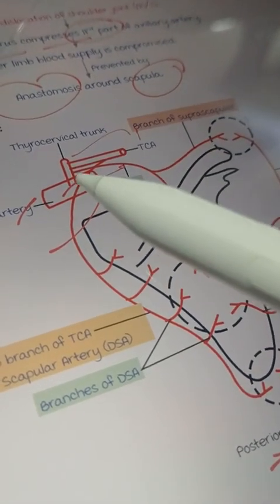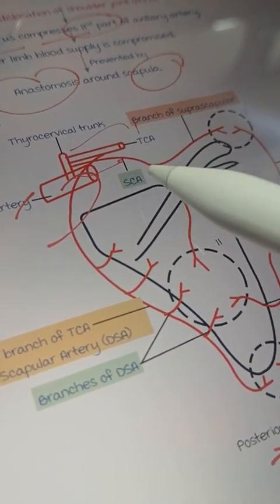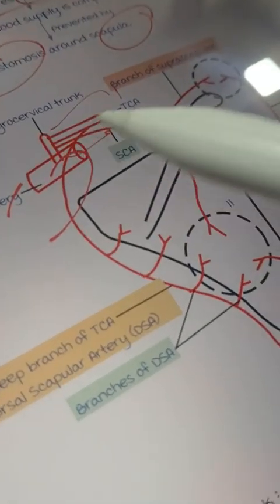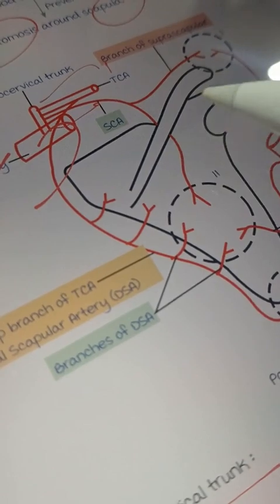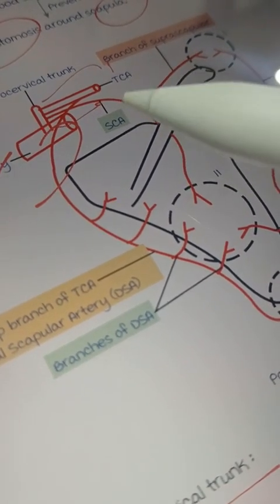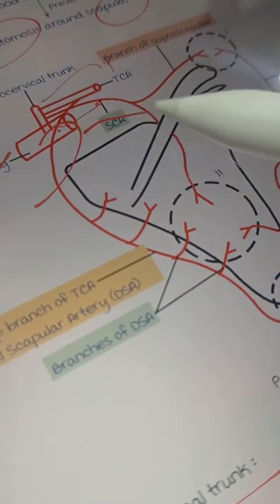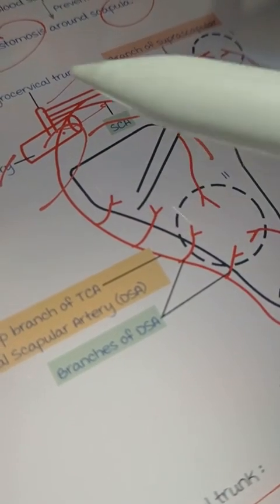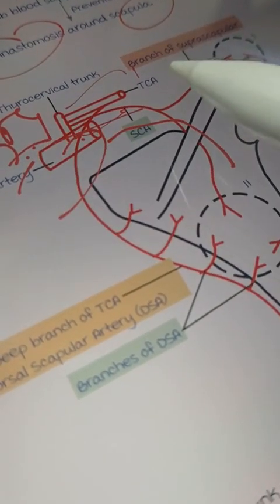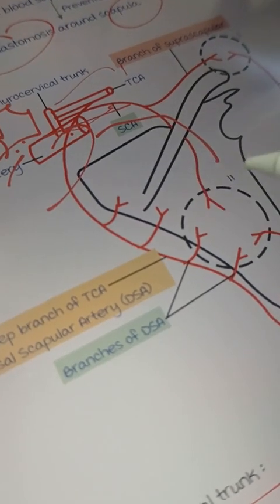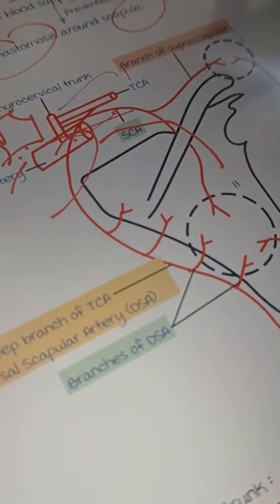So from the thyrocervical trunk arises the transverse cervical artery, and there is one more, the suprascapular artery. As the word suggests, the suprascapular runs along the course of the scapula, and the transverse cervical, because here is the cervical spine, goes transversely through it. So the transverse cervical and suprascapular arteries are these two parts.